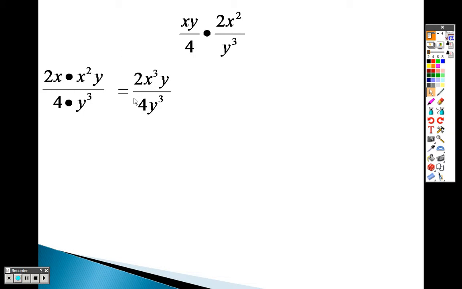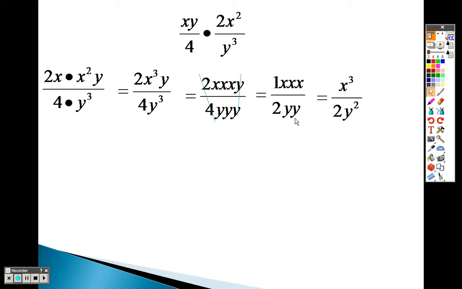So the 2's, I have a 2 on top and a 4 on the bottom. The reason why I rewrote this whole thing out is just to show you a different way of how you can simplify this stuff. The 2 and the 4, I can simplify that to 1 over 2. The x's, there's no x's in the bottom, right? So the x's are all there, but there's one y in common, so I take it out. So I have 3 x's left on top and 2 y's in the bottom. So I get x cubed on top and y squared on the bottom.